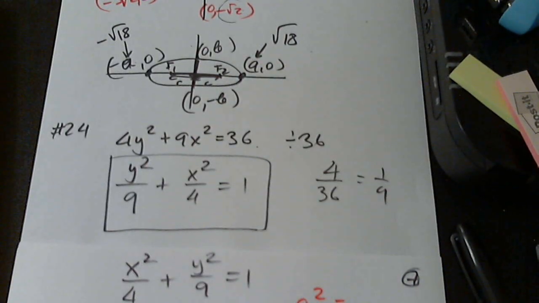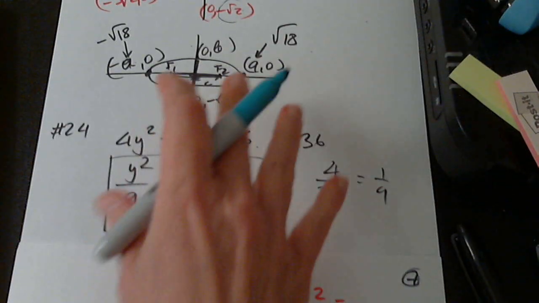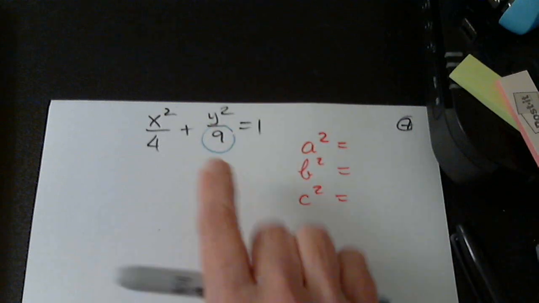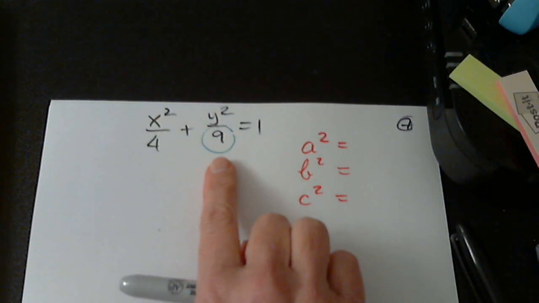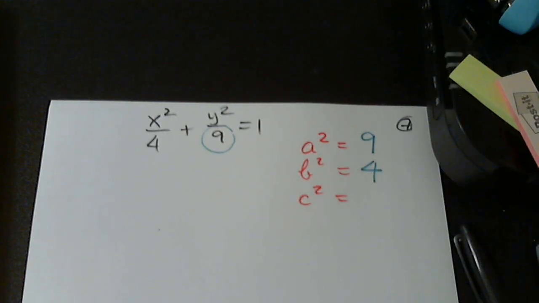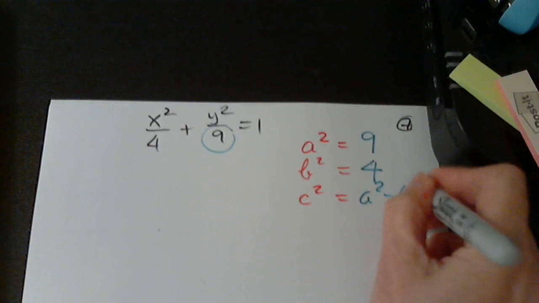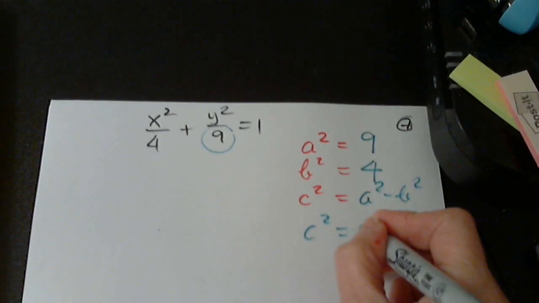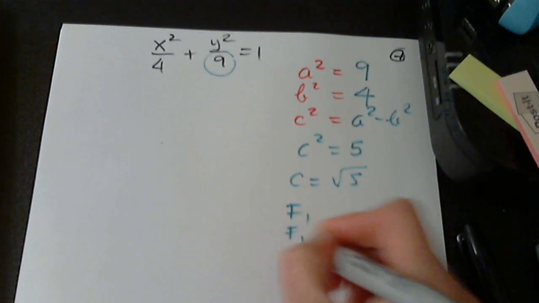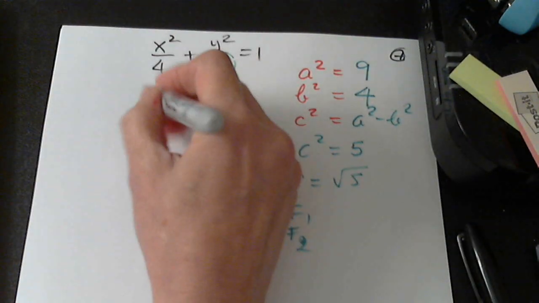Now, can anyone identify for us a squared and b squared? And then we will determine c squared in a minute. A squared will be 9, always the larger of the two. And b squared is 4. And c squared is a squared minus b squared, and that will be 5. So then c equals the square root of 5, and the two foci in this case, f1 and f2, let's not rush. Let's put what we have, and then we'll decide.